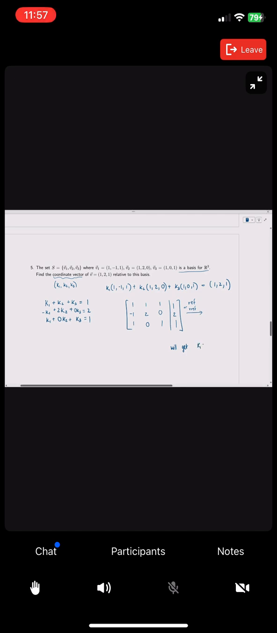You'll get k1 equals -2, k2 equals 0, and k3 equals 3. This is sometimes written as the vector v relative to the basis S, as -2, 0, 3. So it's a vector. Even if it's with matrices, it will still be a coordinate vector, because you just put it as a vector like this.